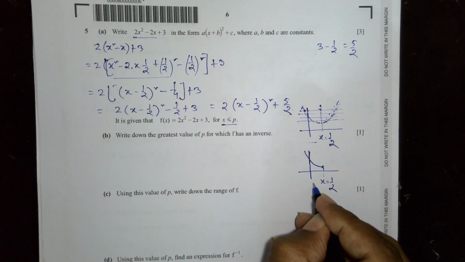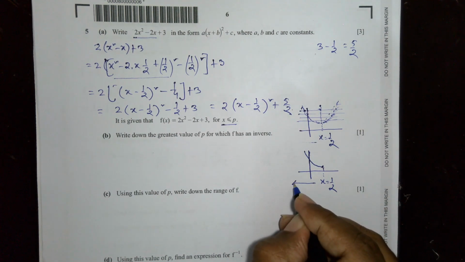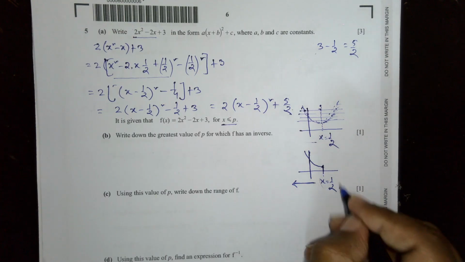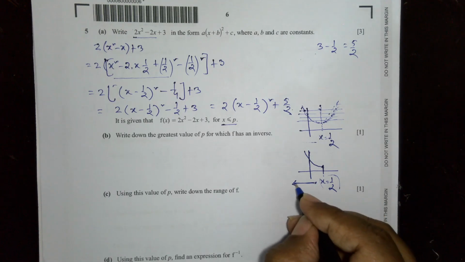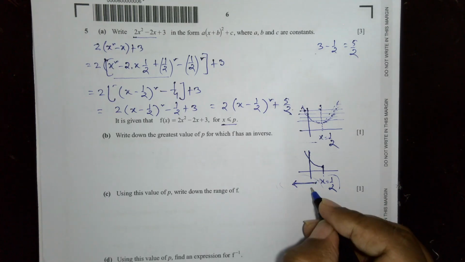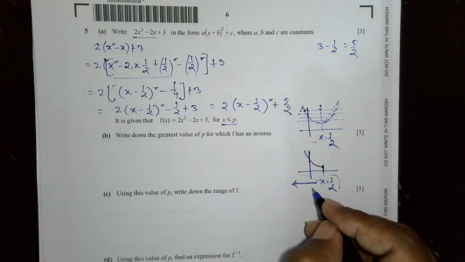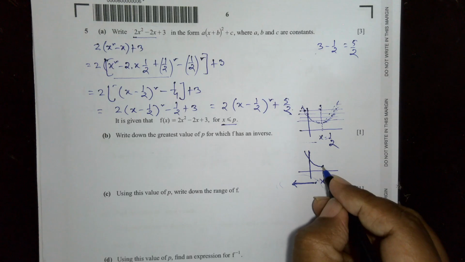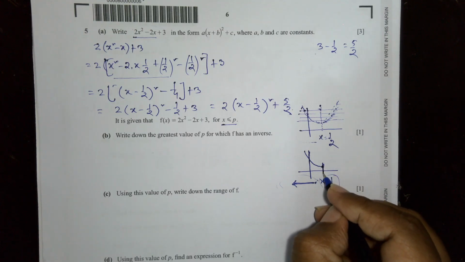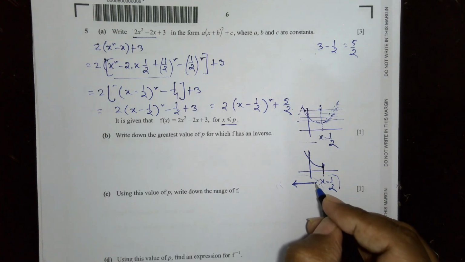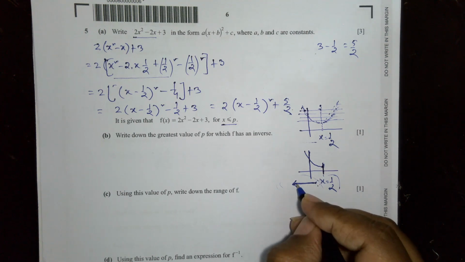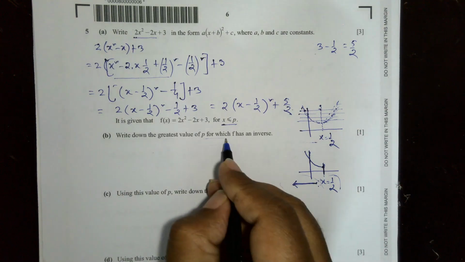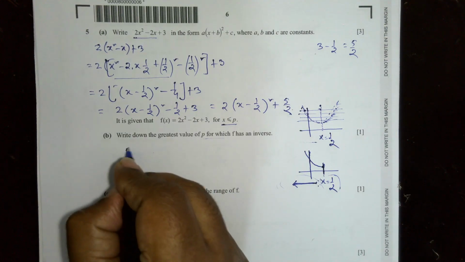Since the value of x decreases in this direction, the line of symmetry where x is half is the greatest value in this range. Do you understand that part? Yes, sir. I'm telling it again. In this direction, the value of x decreases. Therefore, the value of x at the turning point is the greatest value within this range. So the greatest value of p for which the function has an inverse is p equals half.